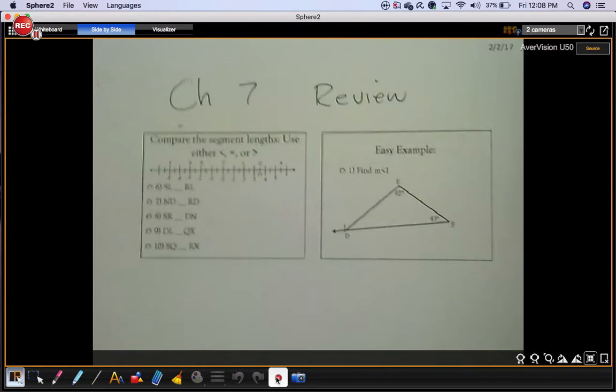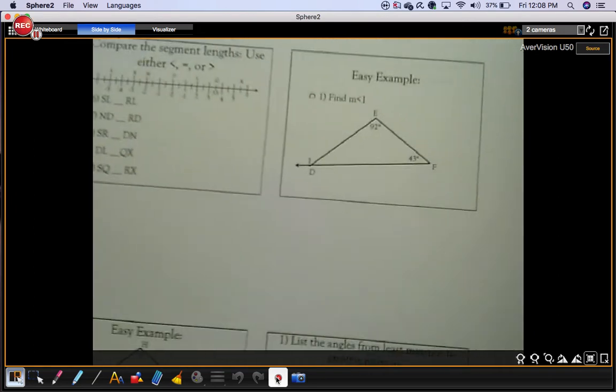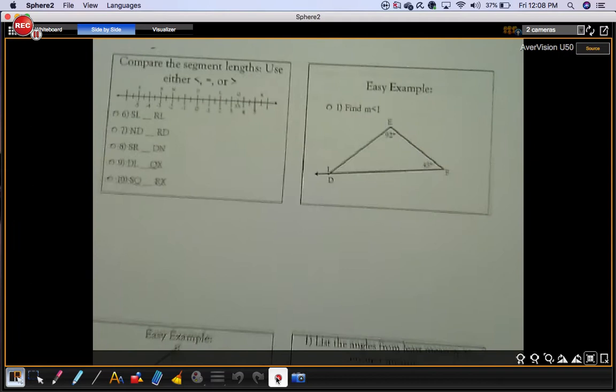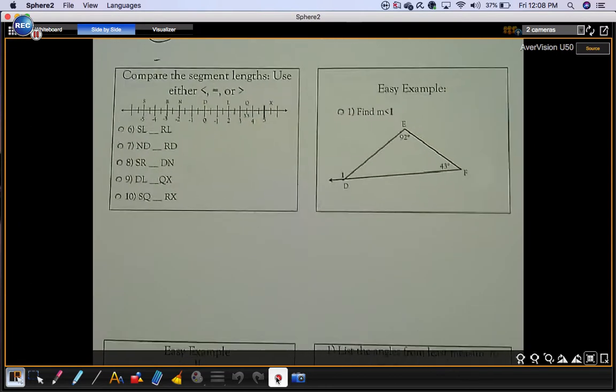I'm going to try to get a better look at this. Not sure why this isn't focusing in. Alright, that's a little bit better.